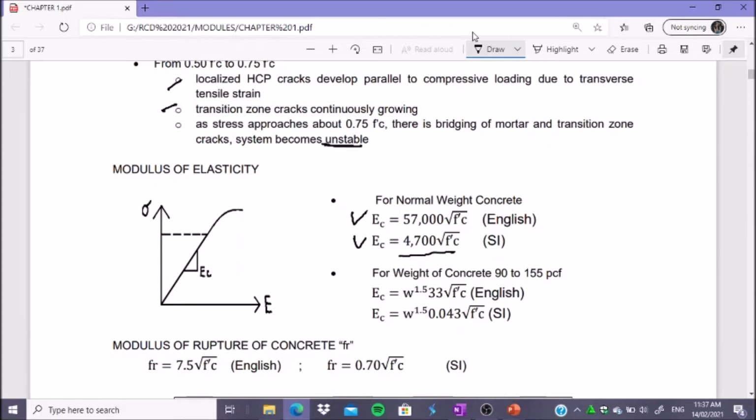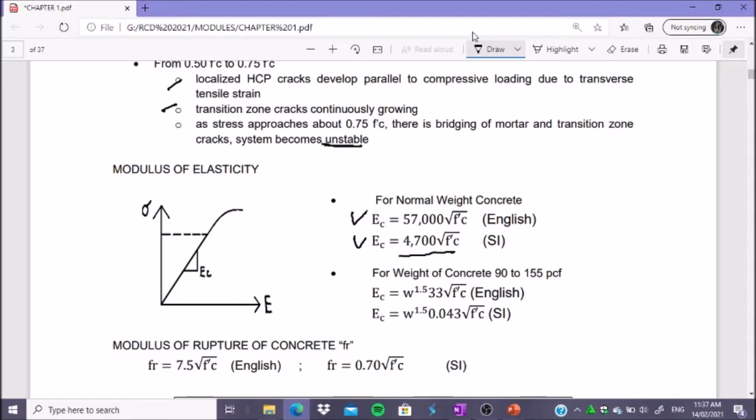Okay, so actually paano makukuha yung 4,700? So if you are going to divide 57,000 by 12, you will get 4,750 na. So pwede siyang gamitin yan as conversion factor na. So divide lang ng 12. Okay, nakukuha na yan yung SI unit.